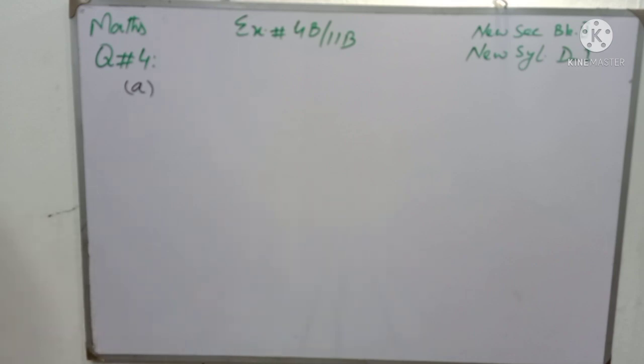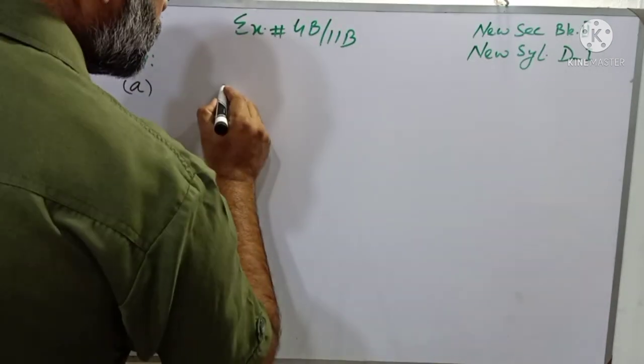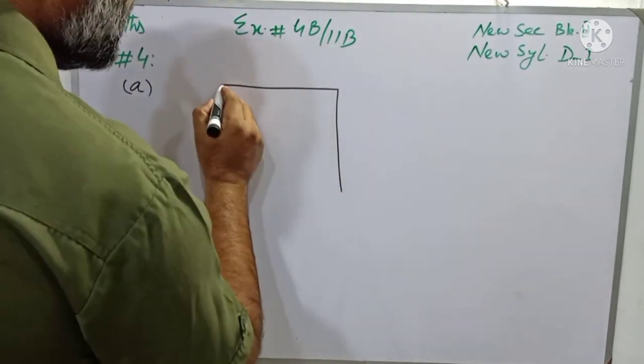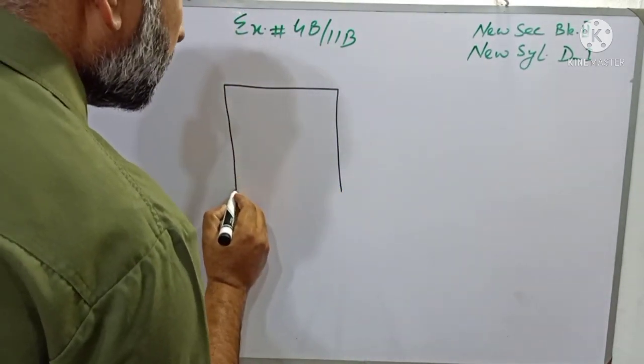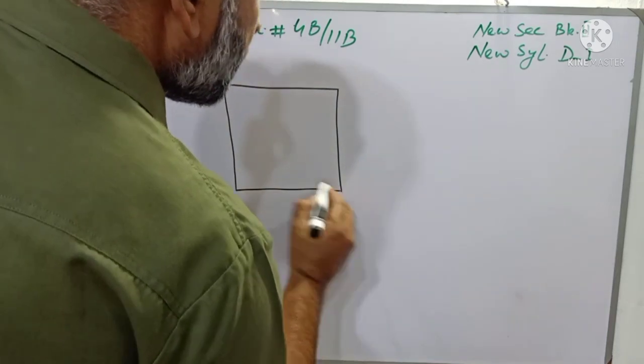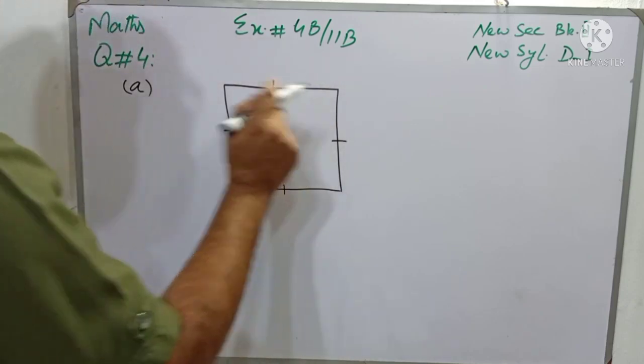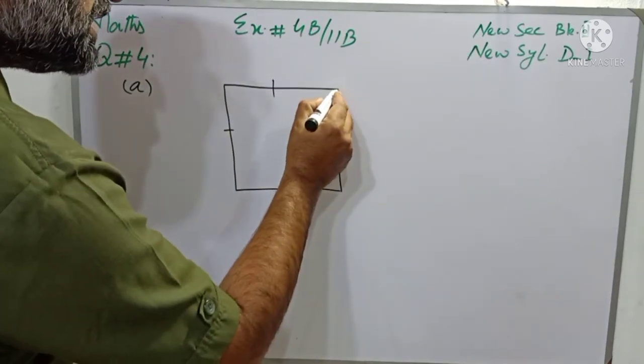Now students, in question number 4, squares are given, and first I would like to tell you what the characteristics of the squares are. So students, first keep in mind that a square is a figure in which all sides are equal and all angles are right angles, and the diagonal of a square bisects each angle.